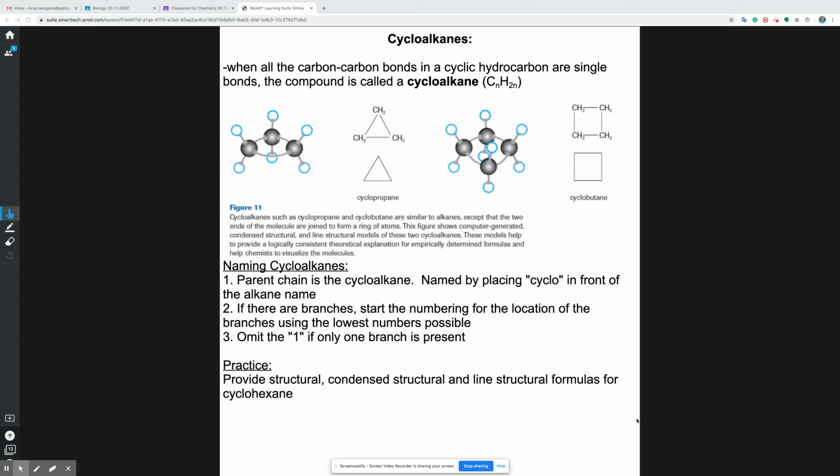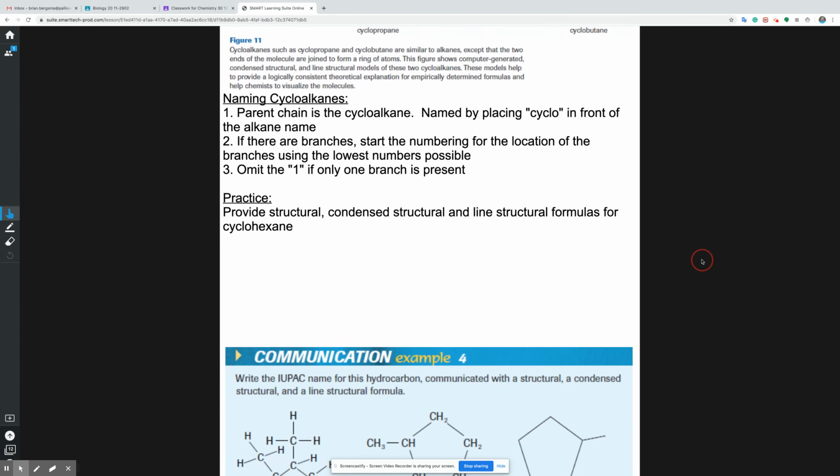Okay, and so for practice here: provide structural, condensed structural, and line structural formulas for cyclohexane. For drawing these, we have a 6-carbon chain. Hexane means we're going to have a hexagon. Then you'd add in the proper number of H's. Each of these carbons needs 2 H's. I'm not going to put them all in because I struggle using this mouse's drawing tool.